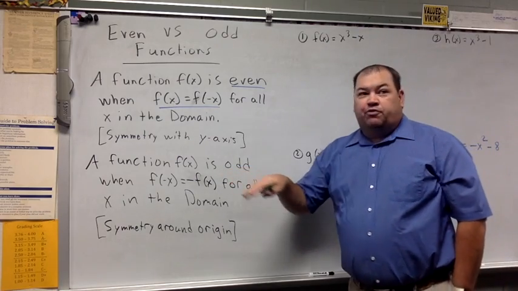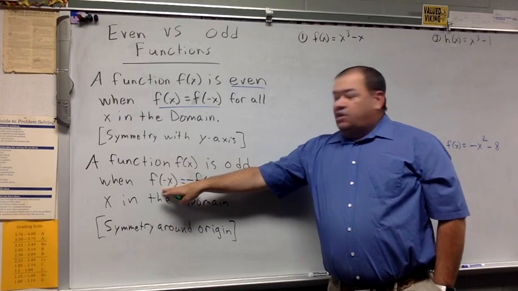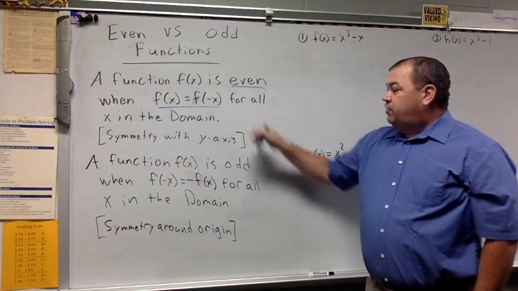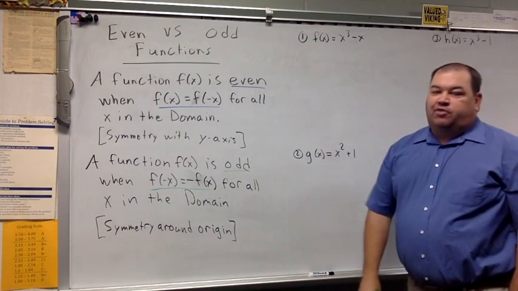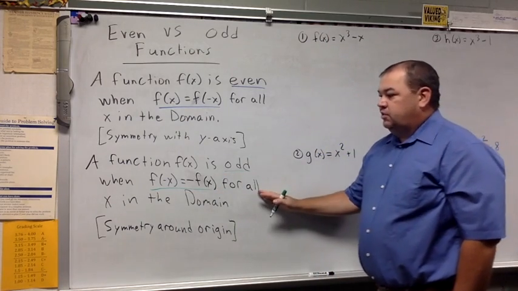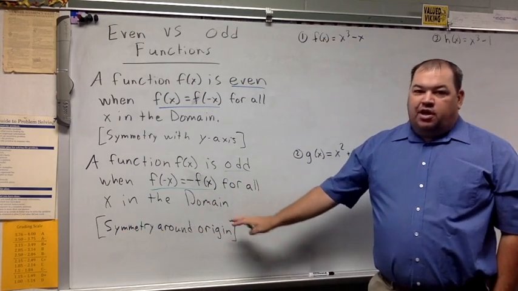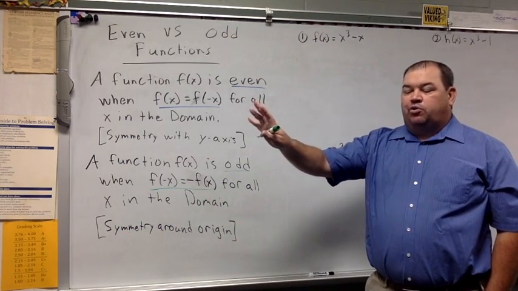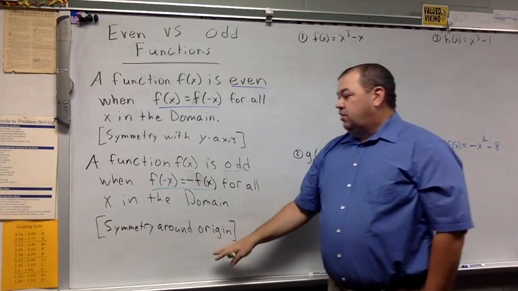The formal definition for an odd function is when f of negative x, what we just did for even up here, is the same as doing the opposite of the original function for all x in the domain. Sometimes we'll say this has rotational symmetry around the origin, which means I can hold the origin down and rotate that function and it lands upon itself.